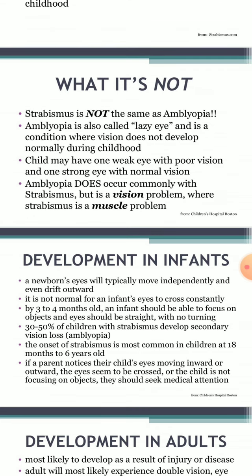What it's not. Strabismus is not the same as amblyopia. Amblyopia is called lazy eye, and is a condition where vision does not develop normally during childhood. A child may have one weak eye with poor vision and one strong eye with normal vision. Amblyopia does occur commonly with strabismus, but it is a vision problem whereas strabismus is a muscle problem.